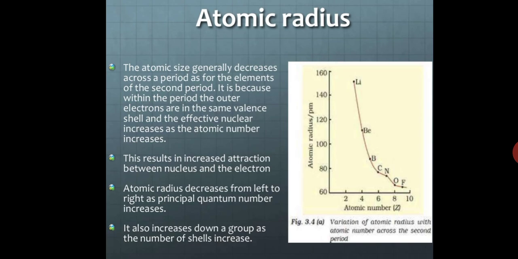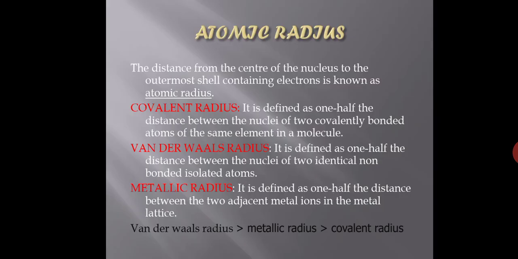This is affected by the number of shells. As the number of shells increases, definitely the atomic size is going to increase. There is no question of nuclear charge here, because the number of shells is increasing. So down the group atomic size increases, across the period atomic size decreases. I have discussed thoroughly what atomic radius is.